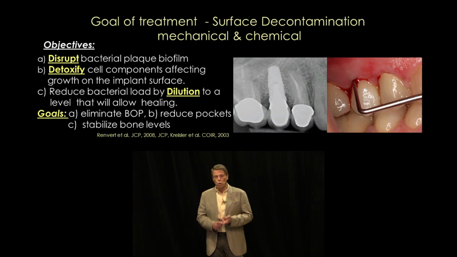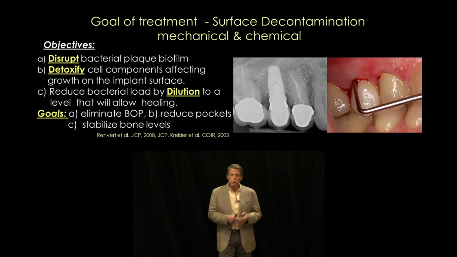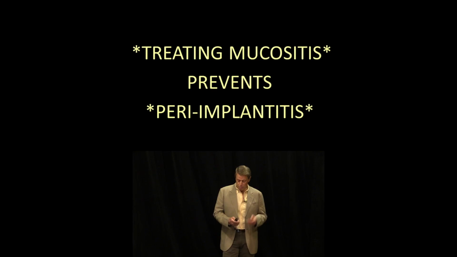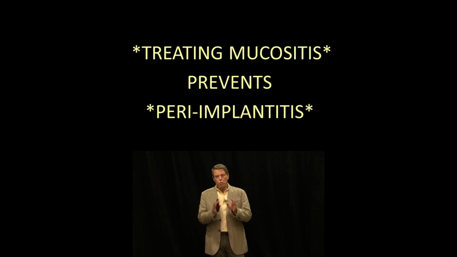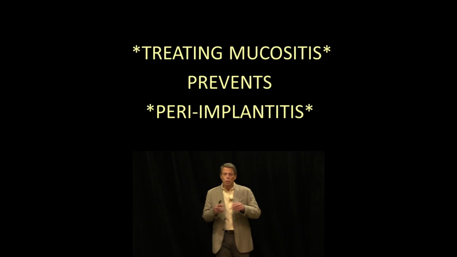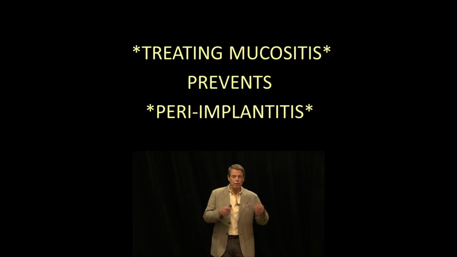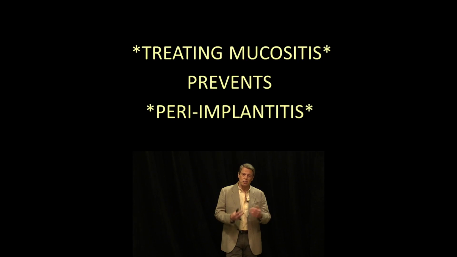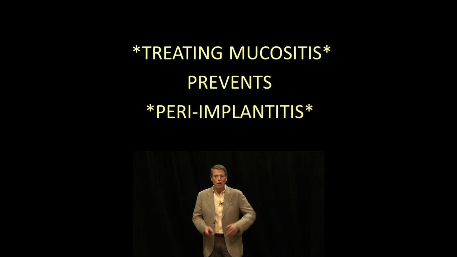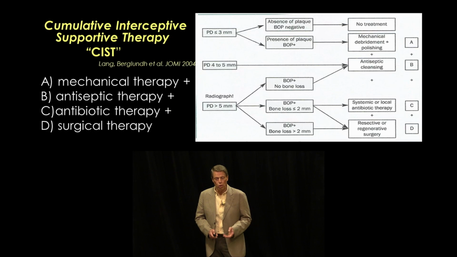with our goals being to eliminate bleeding upon probing, which is a sign of inflammation, reduce pocketing, and stabilize bone levels. The key thing we have to remember here is treating mucositis prevents peri-implantitis. Mucositis is a reversible inflammatory reaction in the soft tissues surrounding the dental implant, whereas peri-implantitis is the equivalent of periodontitis, which is inflammation around the surface of the implant and bone loss.